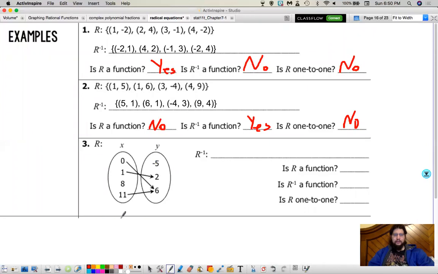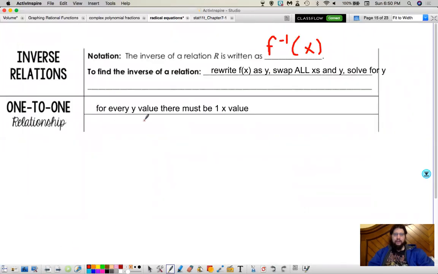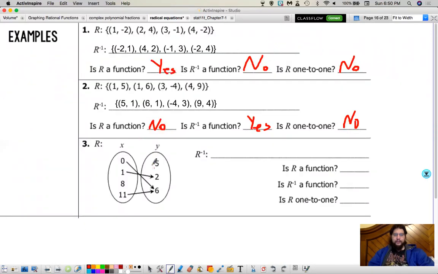Let's look at this. For every y value, there must be one x value. This y value got 0 x values. This y value got 2 x values. So this ain't 1-to-1. Is this a function though? No, it's not, because that guy's not mapping anything. This x value maps to nothing. That y value gets mapped to nothing. So it's not happening. The inverse, you just swap around.